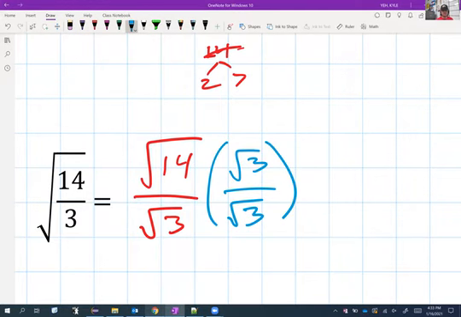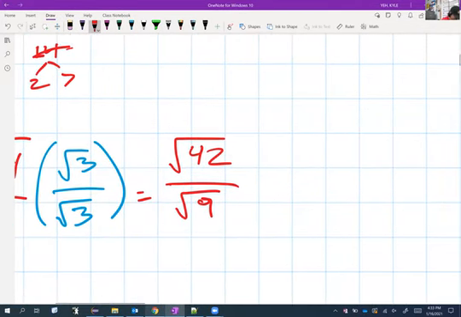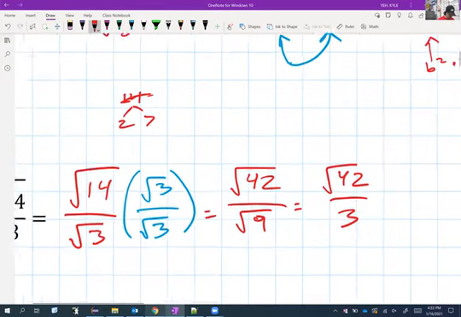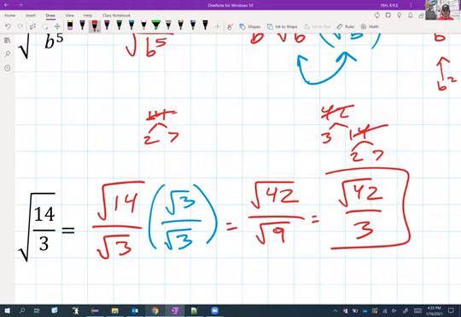I'm going to multiply by root 3 over root 3. So 14 times 3 on top is root 42 over root 9, because we multiply the insides. And what is the square root of 9? 3. 42, if you were wondering, can we simplify that? Well, that's 3 times 14. We know that's 2 times 7. There are no groups of 2, so we can't simplify. So final answer here, root 42 over 3.